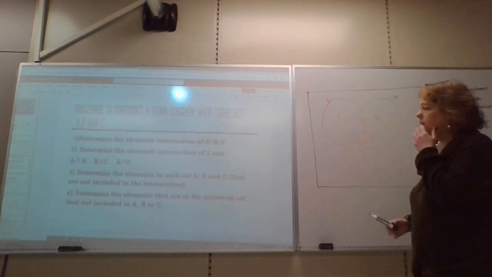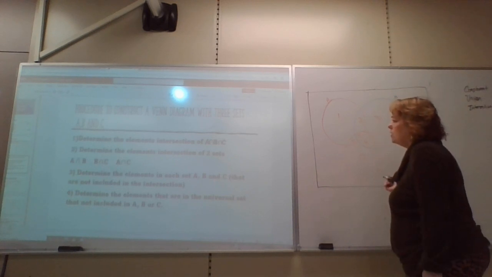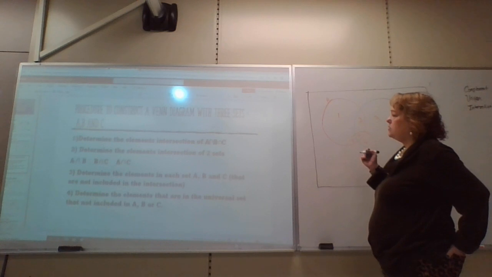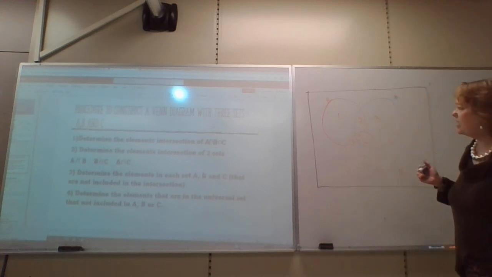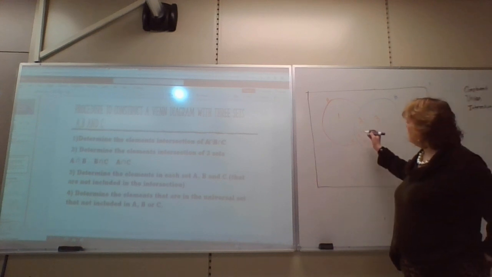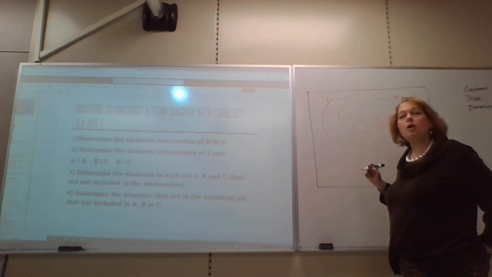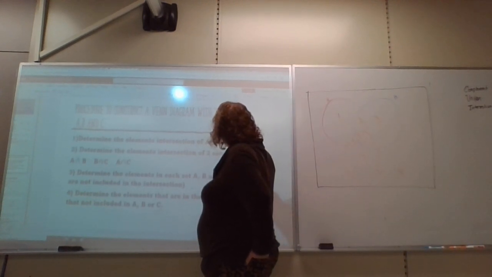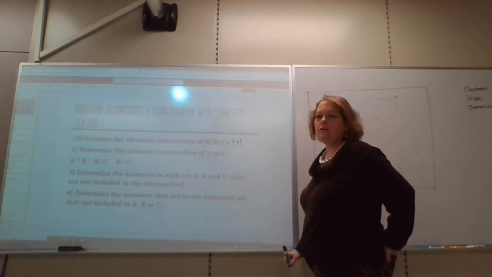Looking at number 1, determine the elements of A intersect B intersect C. So what is the intersection of A, B, and C? That would be the 4. That's where all 3 of them overlap. So if I had to shade that in, it would be the 4.